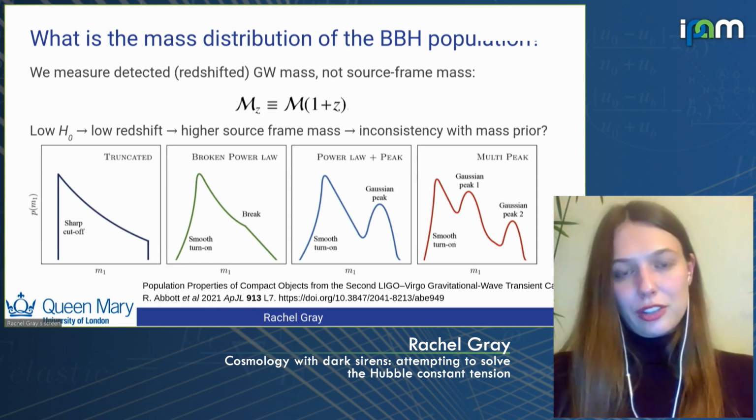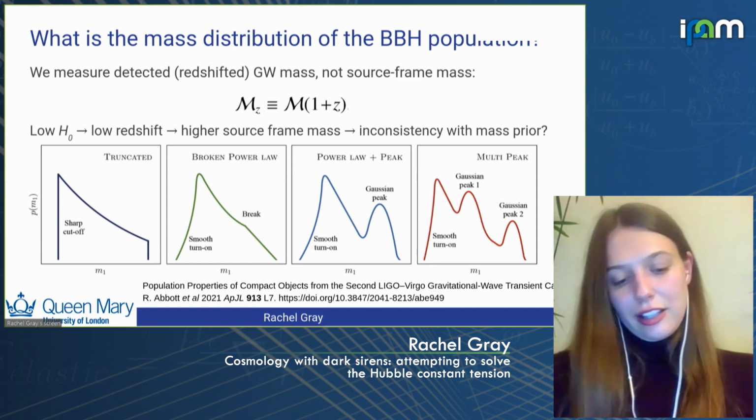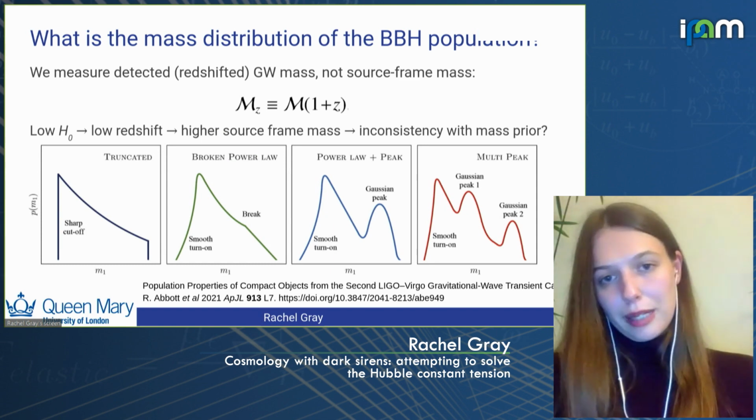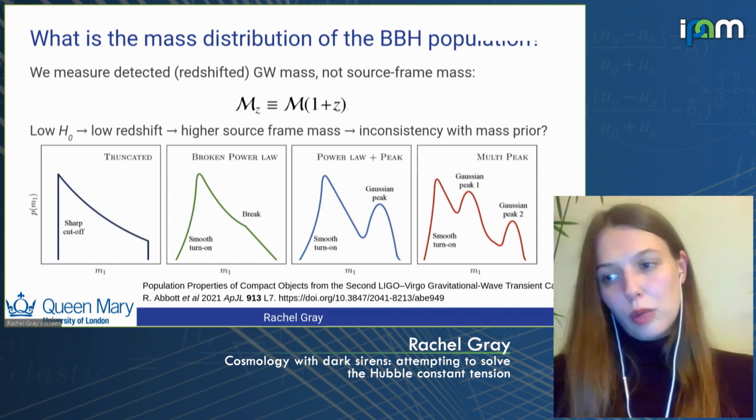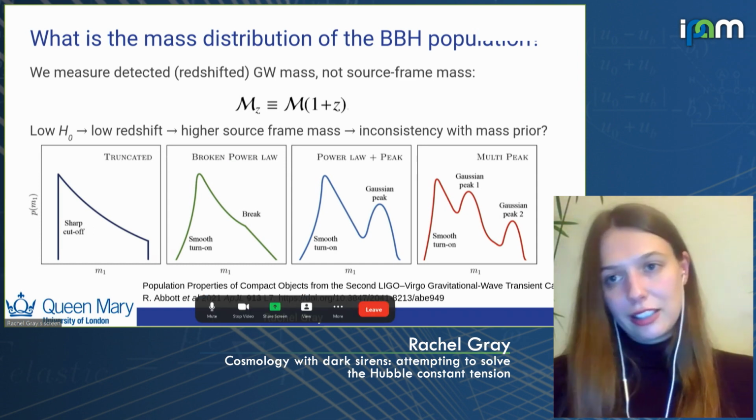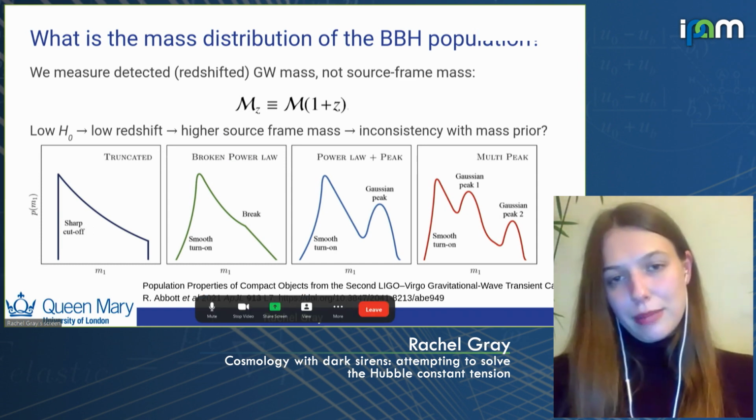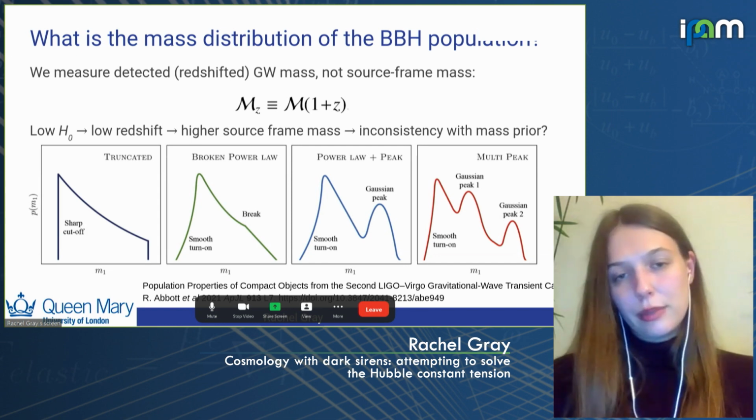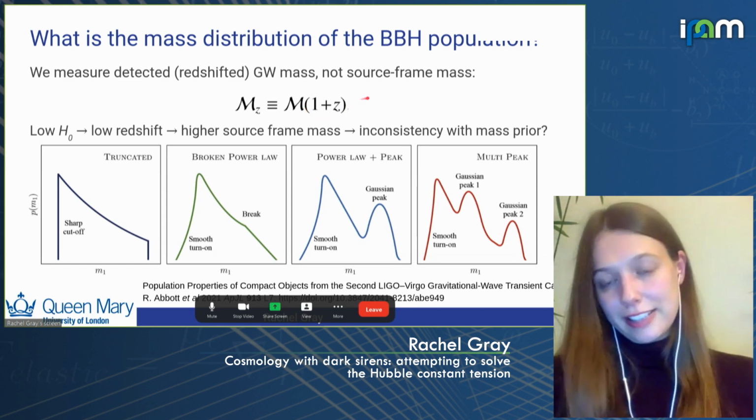It's not very well constrained. And the interesting thing about gravitational waves from compact binaries is that while there is mass information in the signal we get, it is the redshifted mass, not the source frame mass, that we are measuring, where the difference between the two is this factor of 1 plus z.